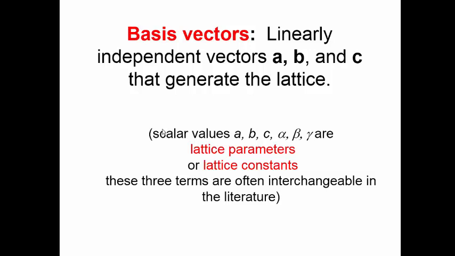In the literature we have 3 terms: basis vectors, lattice parameters, and lattice constants. They all refer to the same idea. That's unfortunate, but that's the way it is. And we can often refer to the scalar values rather than the vectors. So we can have A, B, and C, and the angles between them, which we'll describe later, alpha, beta, and gamma. Now we have a two-dimensional lattice.